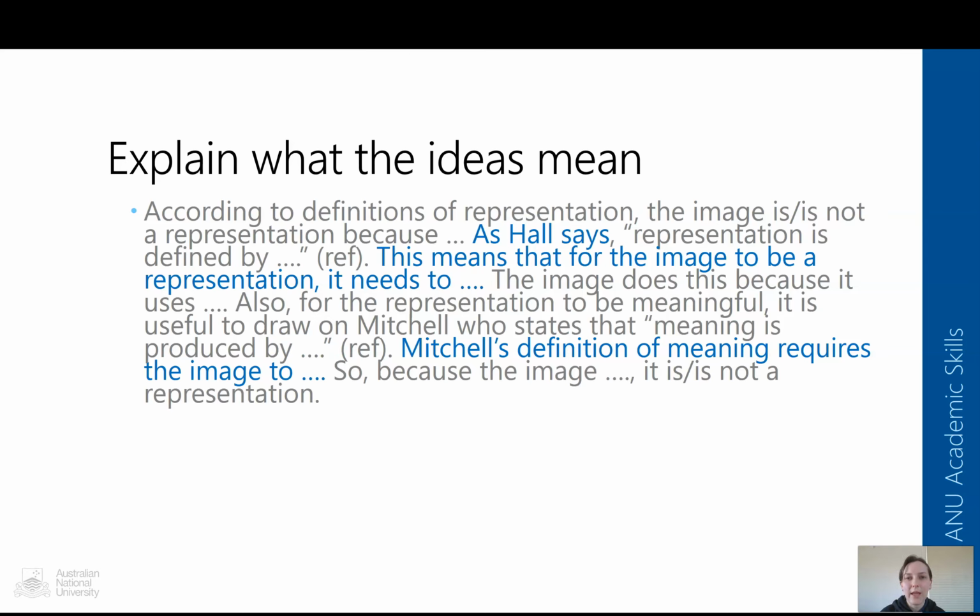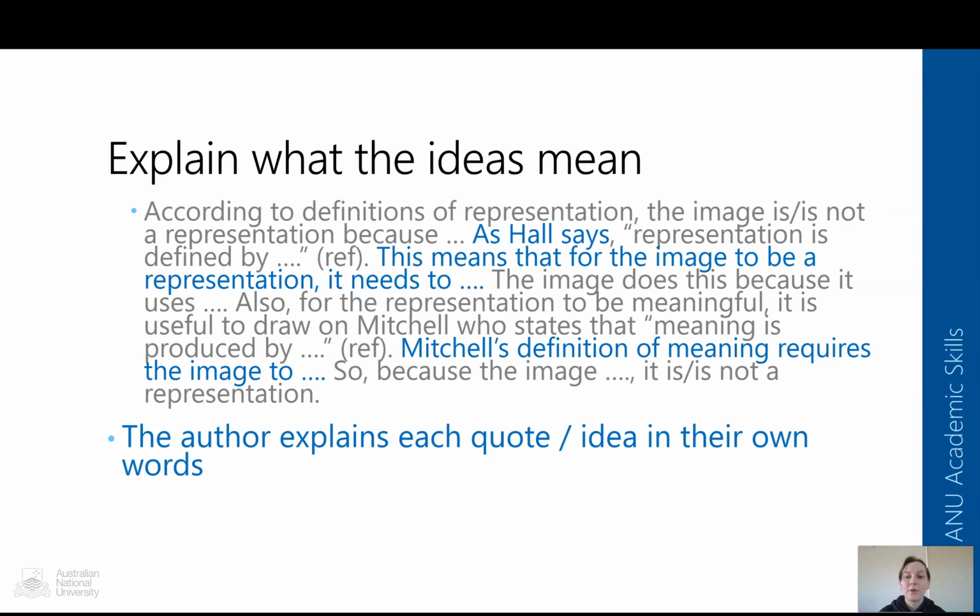So in here we have in blue, as Hall says, this means that for the image to be a representation, it needs to. So after giving the quotes, the author actually explains what those quotes mean in their own words. So that is really, really important. So think about explaining what the ideas mean in your own words. You could paraphrase them to save you more space as well.